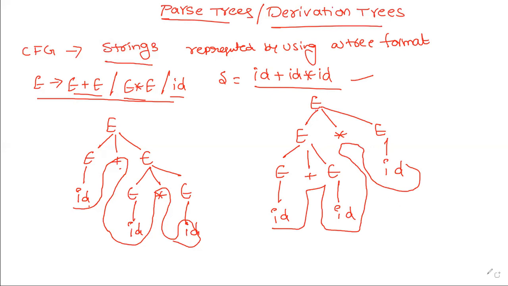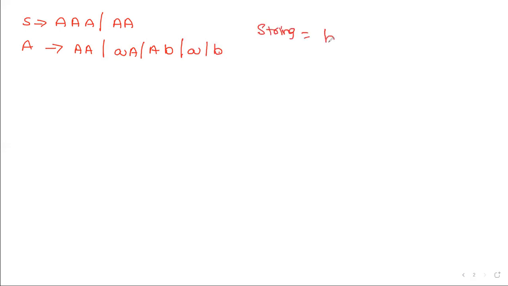Now, consider one big example. S tends to AAA, A tends to AA, B, A. Consider the string. What is the string? B, A, B, A, B. Now, compulsorily we have to begin from start symbol S. Which one do you have to consider? Consider either triple A or double A. Whatever it is, there is no problem. Simply, how do we check? This string contains 5 letters.